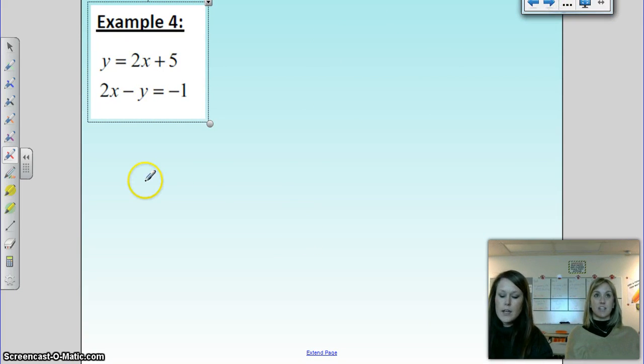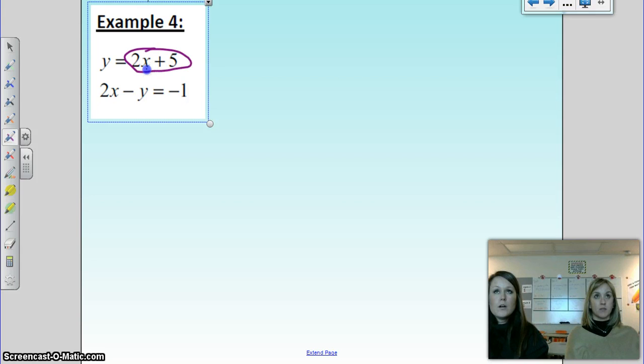Okay, now I'm guessing that this one is going to be an infinitely many solutions. Let's try it out. All right, so we have y equals 2x plus 5. So I'm going to substitute this part in for the y value. So I have 2x minus parentheses 2x plus 5. All I did was put this where the y was, equals negative 1.